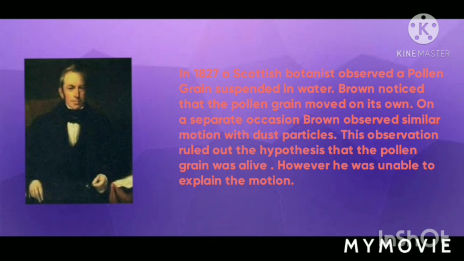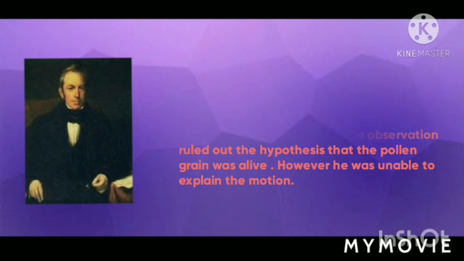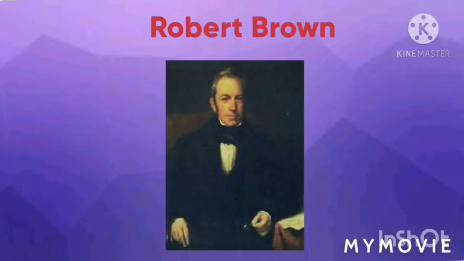In 1827, a Scottish botanist, Robert Brown, observed a pollen grain suspended in water. Brown noticed that the pollen grain moved on its own. On a separate occasion, Brown observed similar motion with dust particles. This observation ruled out the hypothesis that the pollen grain was alive. However, he was unable to explain the motion.